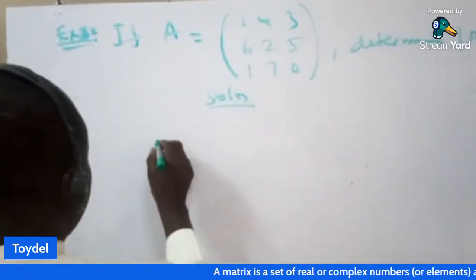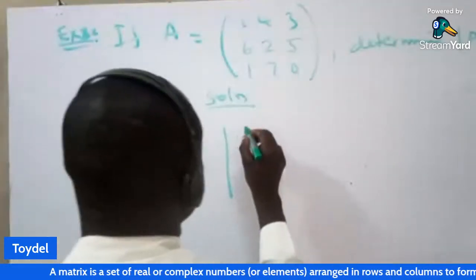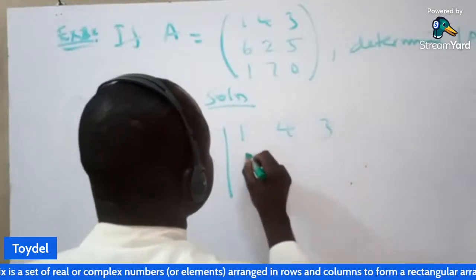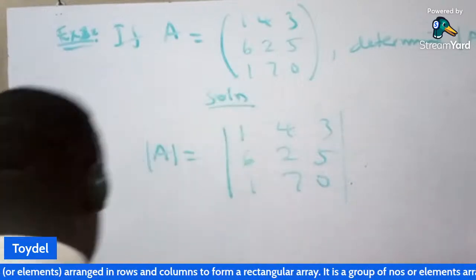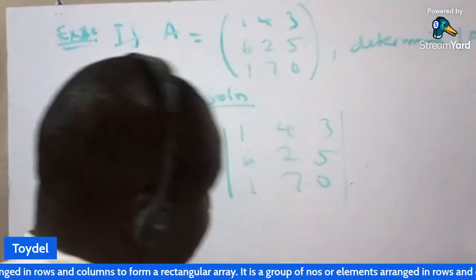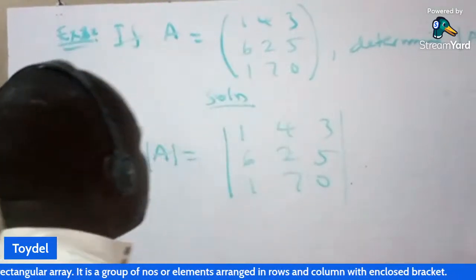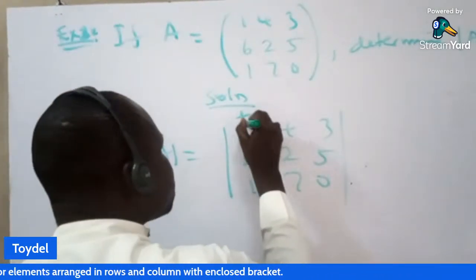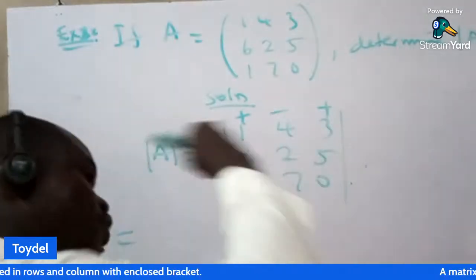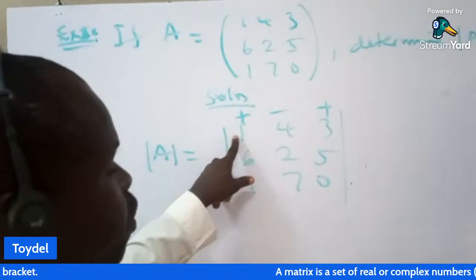So to find the determinant of A now, what do we do? Let's just do it this way: 1, 4, 3, 6, 2, 5, 1, 7, 0. So if you want to find the determinant of A in this case, this is 3 by 3. 2 by 2 is very simple: one diagonal minus the other diagonal. But to find the determinant of A in this case, this is what you do. We are going to write plus minus plus on the first row. How do I get the plus minus plus? This one is the first row and first column.